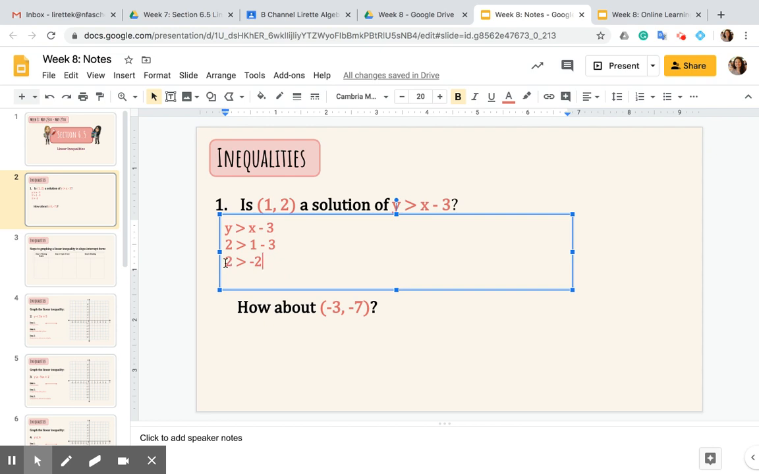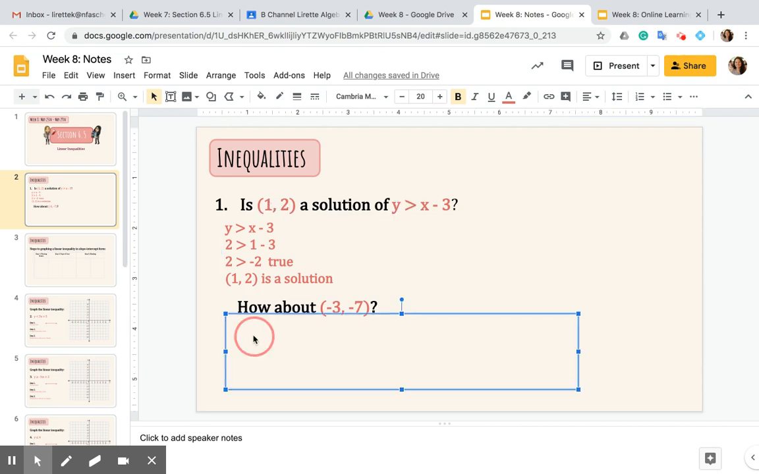When I read this, this says 2 is greater than negative 2. And ask yourself, is that true? Is a positive 2 greater than a negative 2? And of course it's true. In fact, all positives are bigger than negatives. So because this is true, the point 1 comma 2 is a solution. We're not going to say it's the solution because there, again, could be a range of solutions that work because this is an inequality.